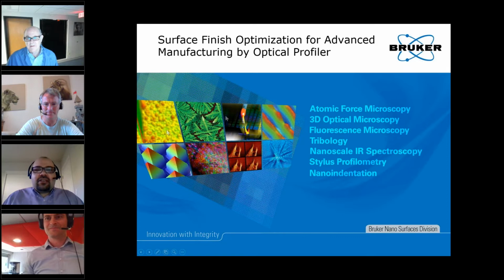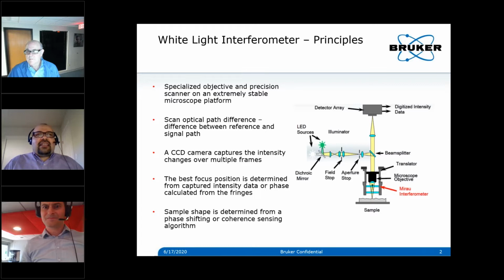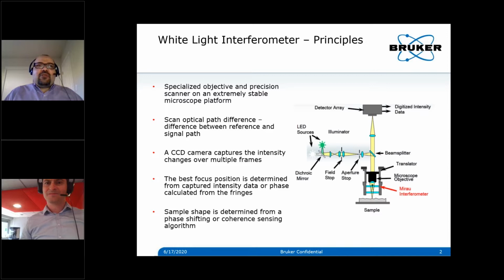Part of Bruker is we have a very large portfolio of optical metrology products, but today specifically we're talking about 3D optical profilometry. White light interferometry is a unique technology in that fundamentally it requires the scanning of the optical path difference between a reference signal and the signal path. What happens is you get an interference pattern that's recorded on a sensor array, or in this case, a camera. The different positions are integrated together in order to render a 3D image of very high resolution.